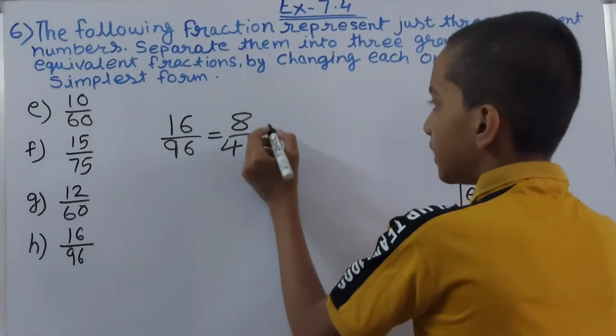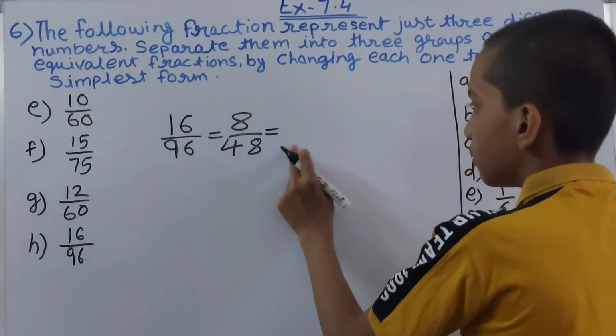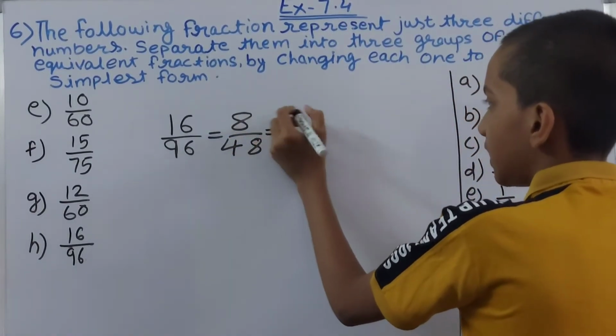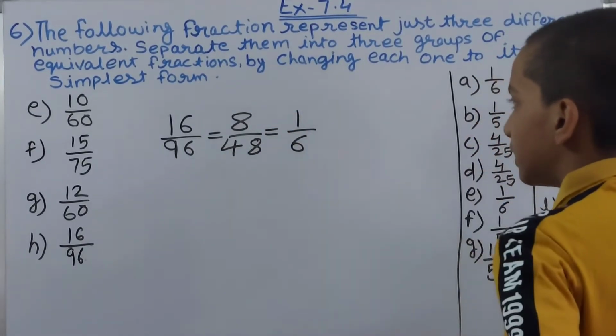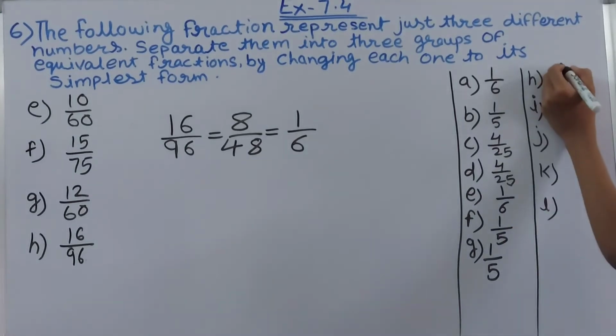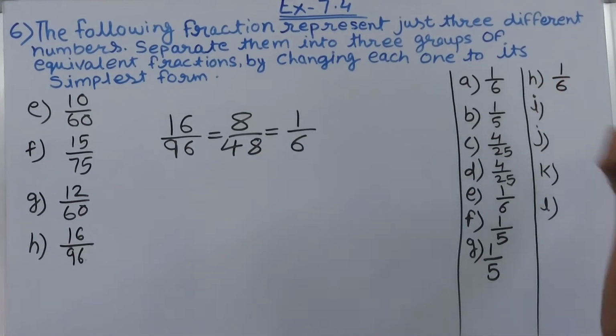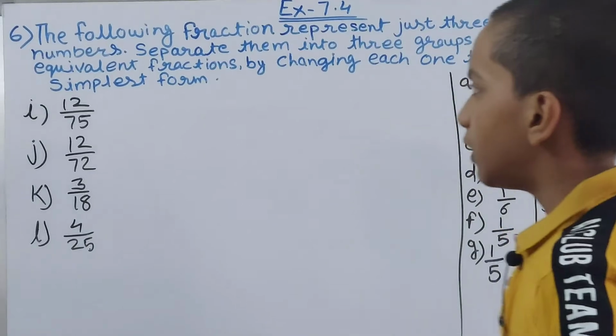So 8 and 48 both will go by 8. To make this easier, 8 goes 1 time and 48 goes 6 times. That's 1 upon 6. Alright, next over here, solve the i part.